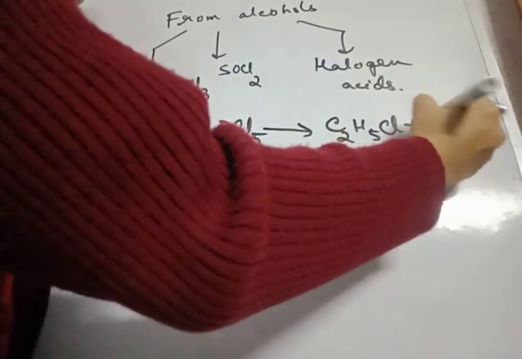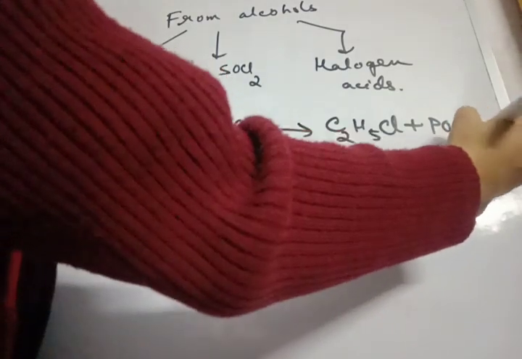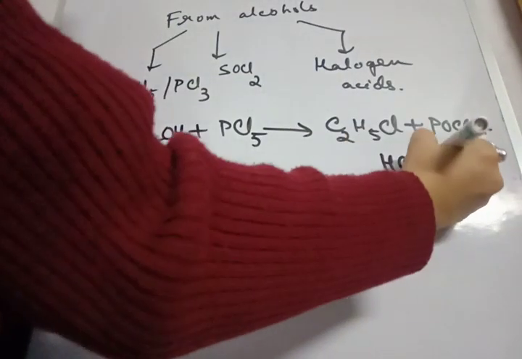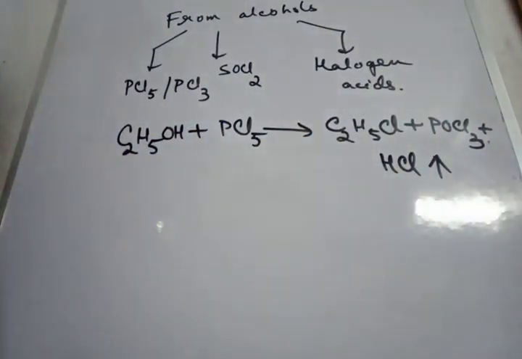Like C2H5OH reacts with PCl5 to produce C2H5Cl plus POCl3 plus hydrogen chloride gas. Okay.